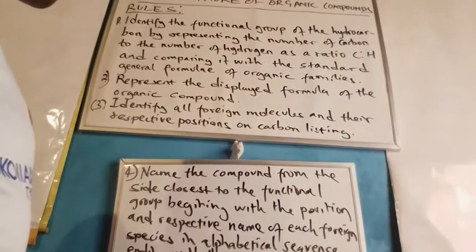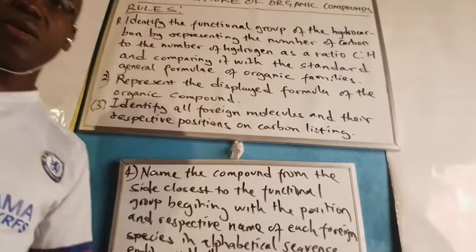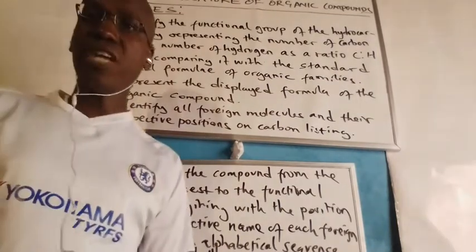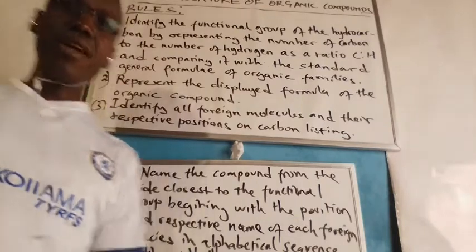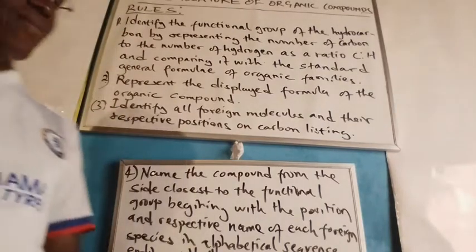Next, we are going to use typical examples of some 5 or 6 organic molecules. We are going to try to name them and see if that order that has been described is suitable.